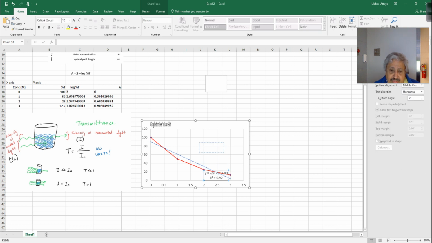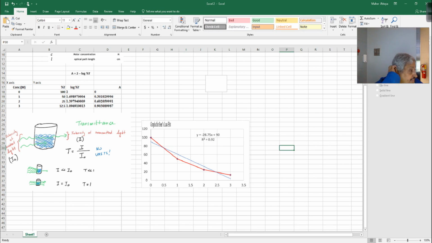You don't have to do that. But here you can see the linear relationship and regression. The higher the regression value, the better your data. 0.92, that's good regression. So they are close to being linear, correct? But you don't have to do that, it's not required.